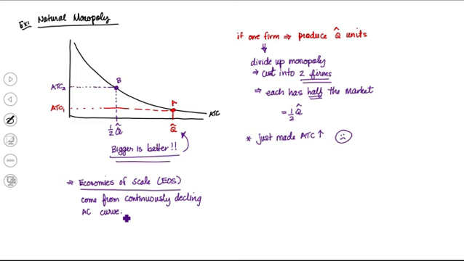So if you have economies of scale, because you have a continuously declining average cost curve, then what that means is, as you get bigger, average costs actually go down. So if you have economies of scale, then you've got a situation where as you get bigger, our costs go down. And electric utilities works that way.